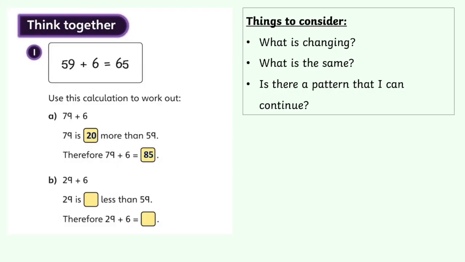Have you had a go? Hopefully you got 30. 29 is 30 less than 59. And that leads us then to our answer. Because if in our addition we've got 30 less, then our answer must also be 30 less. So we count backwards from 65, we're doing it in tens, until we've taken away 30. So 65, then count backwards, 55, 45, 35. So our answer is 35.